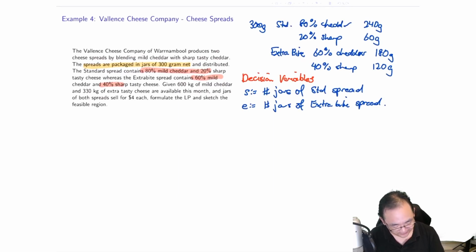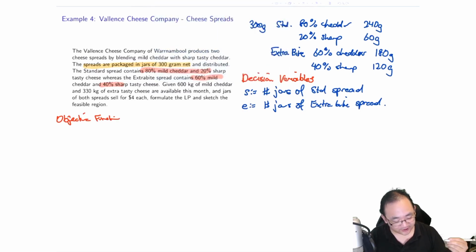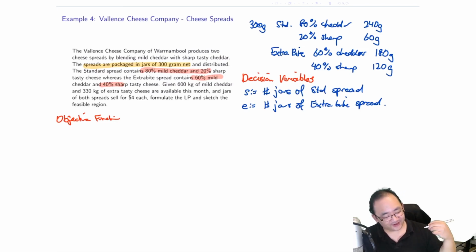So I'm gonna do the constraints on the... Oh, sorry, not the constraints. The objective function. And the objective function is pretty straightforward. So jars of both spreads sell for $4 each. It's implied here that we want to maximize sales, we want to maximize profit, because I don't think that's actually specified in the question. So the objective function in this case is that we want to maximize. In this case, both spreads sell for $4 each, so it's going to be 4s plus 4e.